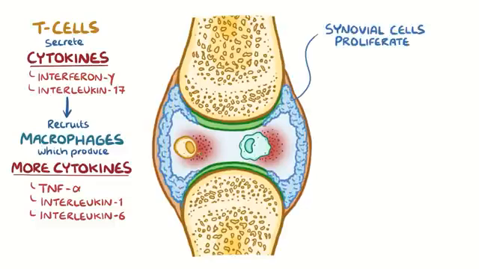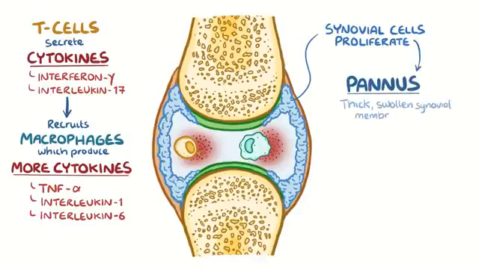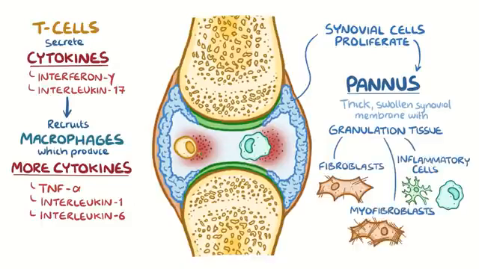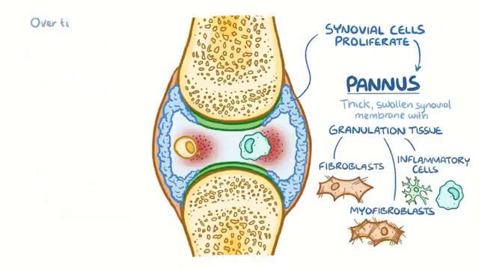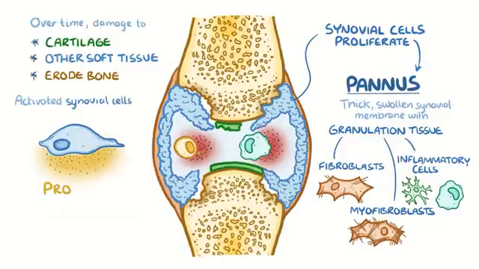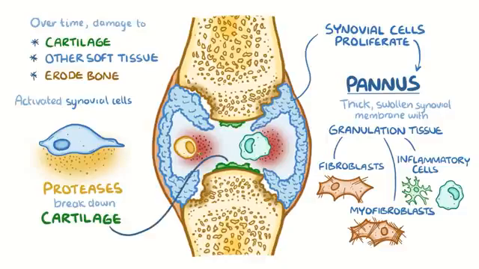The increase in synovial cells and immune cells creates a pannus, which is a thick, swollen synovial membrane with granulation or scar tissue made up of fibroblasts, myofibroblasts, and inflammatory cells. Over time, the pannus can damage the cartilage and other soft tissues, and also erode bone. Activated synovial cells also secrete proteases, which break down the proteins in the articular cartilage. And without the protective cartilage, the underlying bones are exposed and can directly rub against each other.